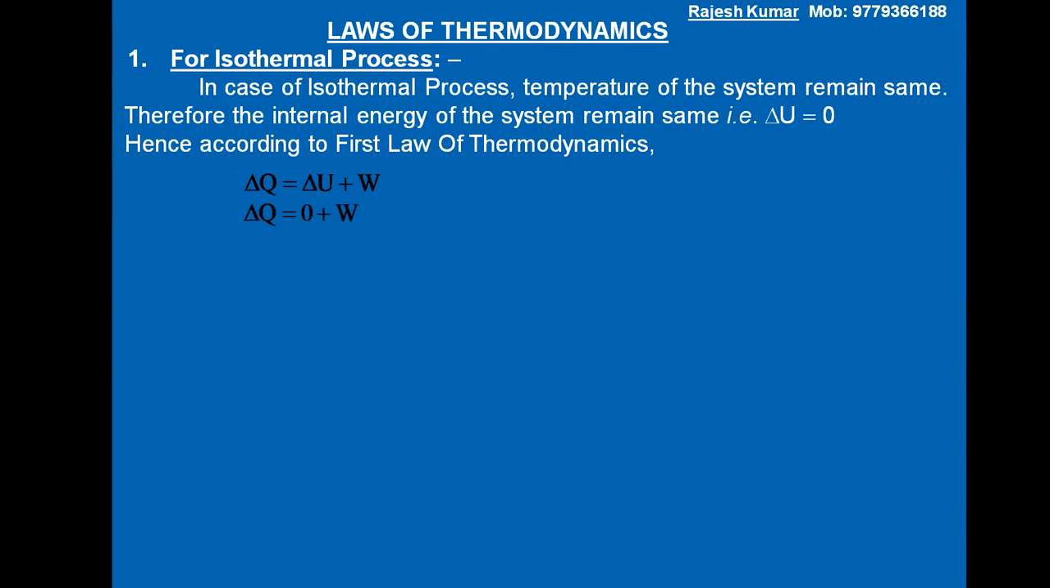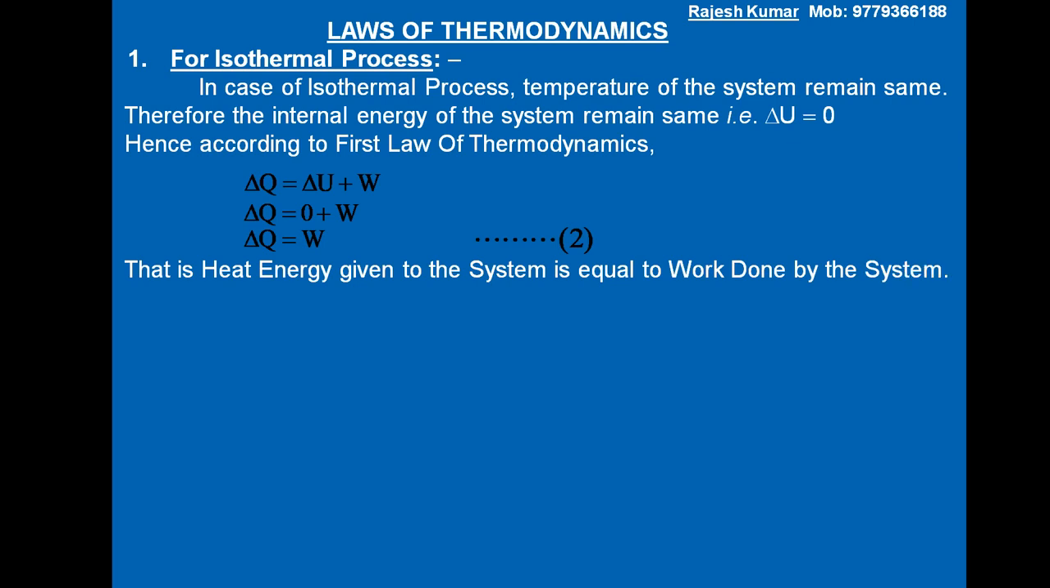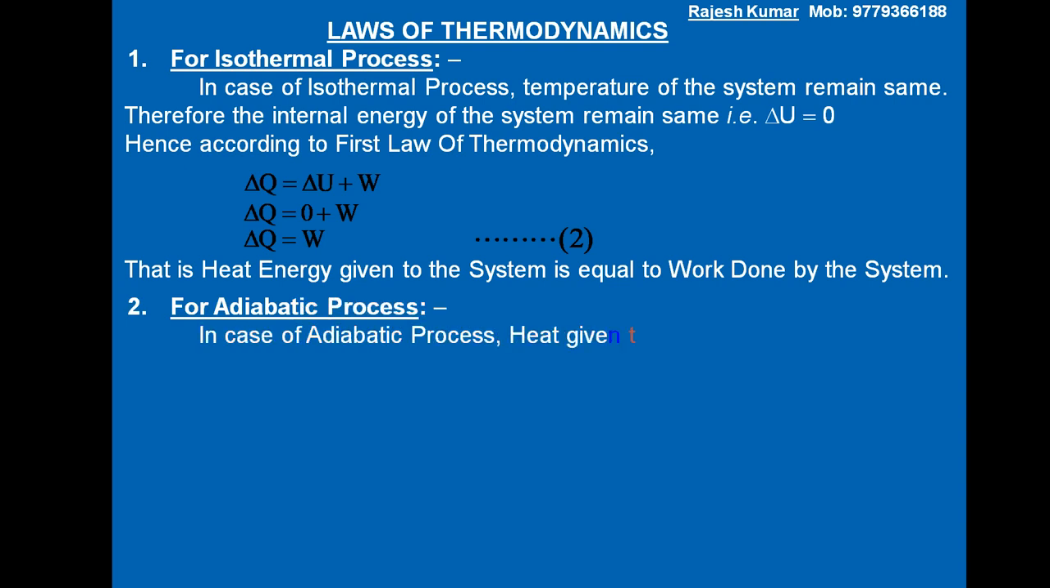Therefore, delta Q is equal to 0 plus W, or delta Q is equal to W. Let it be equation number 2, that is, heat energy given to the system is equal to work done by the system in case of isothermal process. Now number 2, for adiabatic process, in case of adiabatic process, heat given to the system is 0.